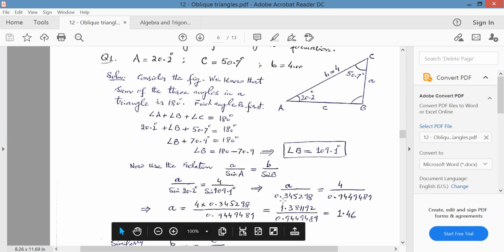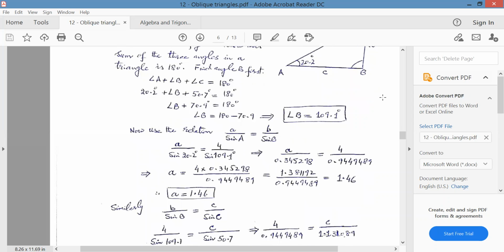Then go for the cross multiplication. The denominator will come in the numerator on the right side. After multiplication, multiply it with 4, 1.381192 you are getting. Divide by this value you have already calculated. After the division, the answer is coming to be 1.46. This is the length of side A.